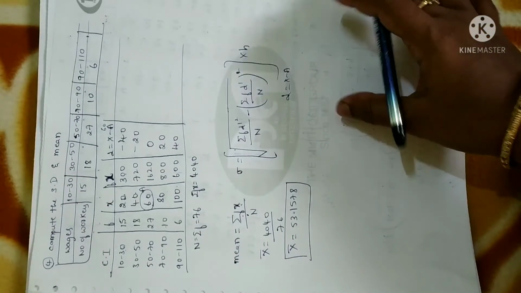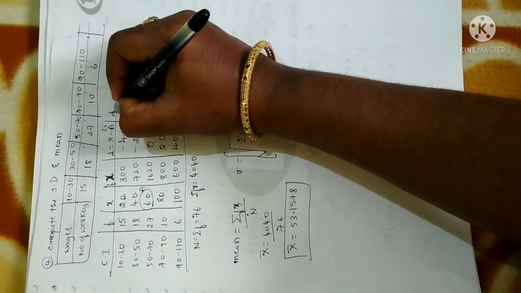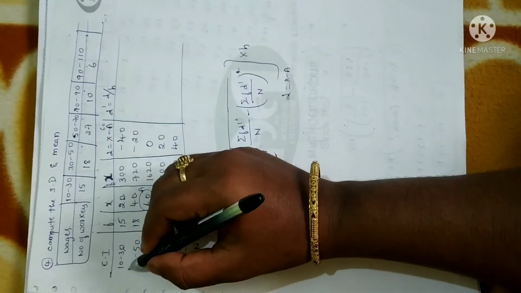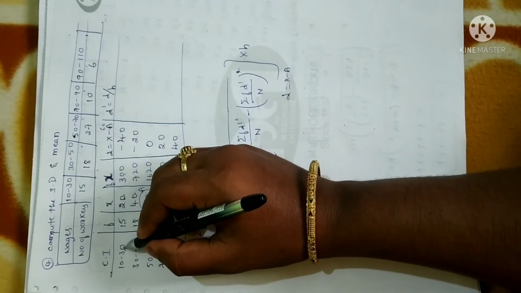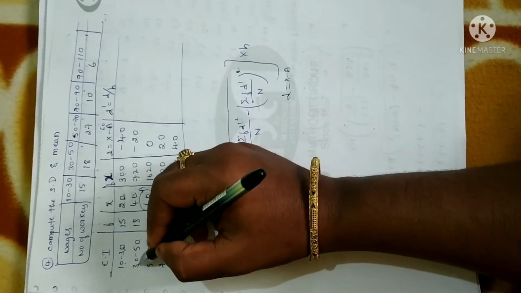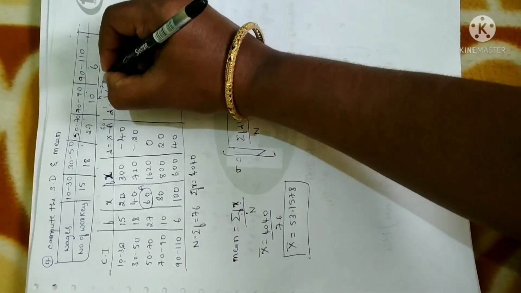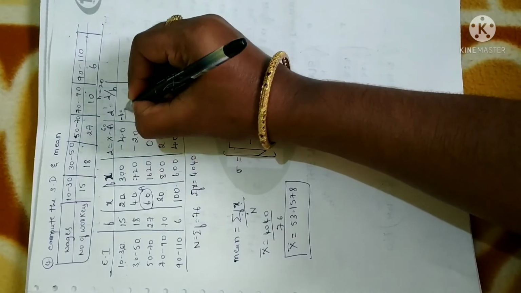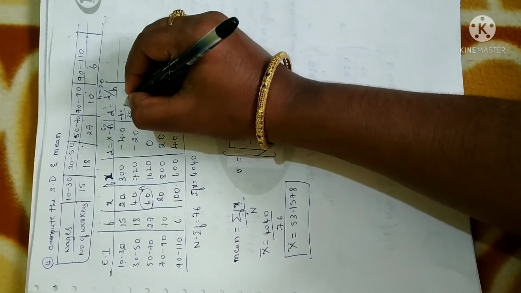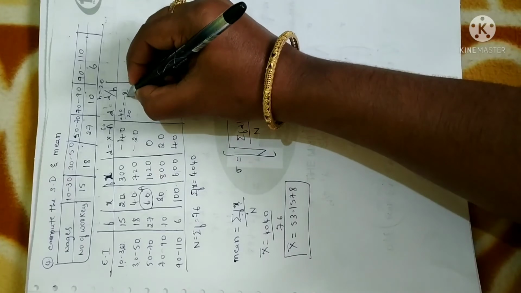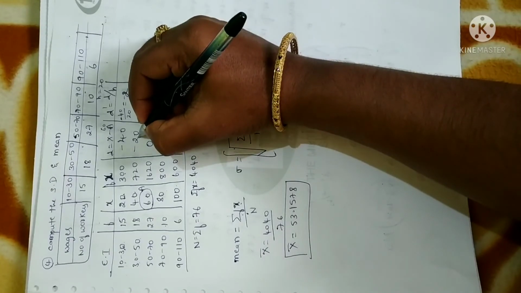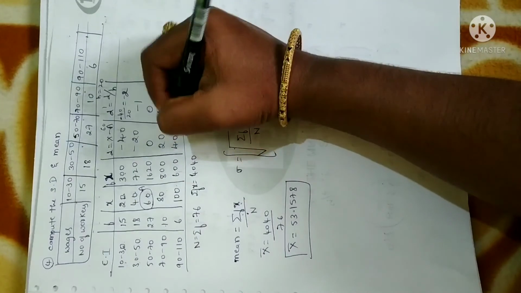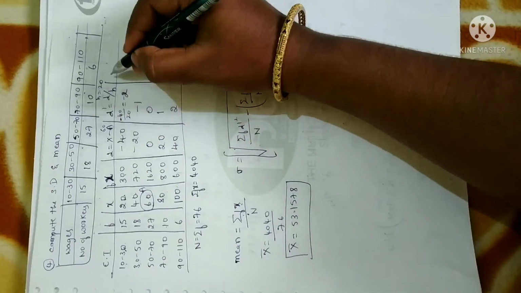Next, what is required for us? D dash square, or before that let me find d dash. D dash is given by d divided by h. H will be the common difference. So here the common difference is 20. Make sure 30 minus 10 is 20. 50 minus 30 is 20. So h value is 20. So let me calculate d dash. Minus 40, I'll just write one value. Minus 40 divided by h, 20. It will be minus 2. Fine. Similarly, minus 20 divided by 20, minus 1. 0 by 20, 0. 20 by 20, 1. 40 by 20, 2. So d dash value I have obtained.